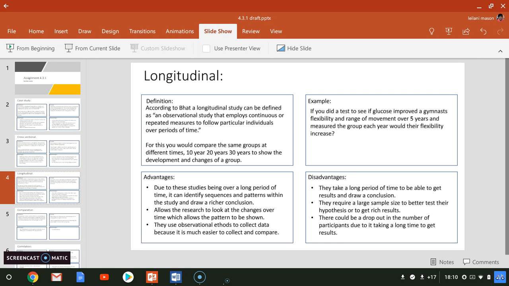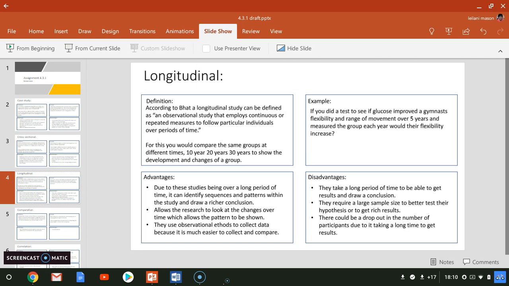Longitudinal studies. This can be defined as an observational study that employs continuous or repeated measures to follow particular individuals over a period of time. For this, you can compare the same age groups at different times. For example, every 10 years, you would compare the changes and see how they've developed as a group.